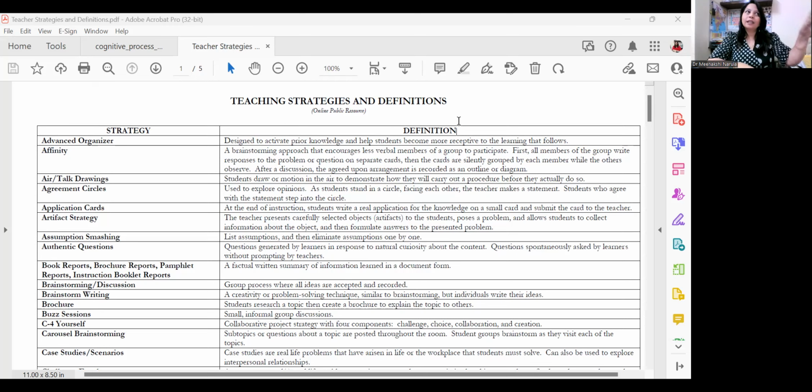Then each group visits each corner, reads the given topic or questions, brainstorms about that, and moves to another corner, right? This is a kind of carousel. As a carousel moves round and round, or up and down, it's like that. It's a carousel strategy. You can explore my channel for this activity too, and I'll be sharing the link in the description box for your convenience.